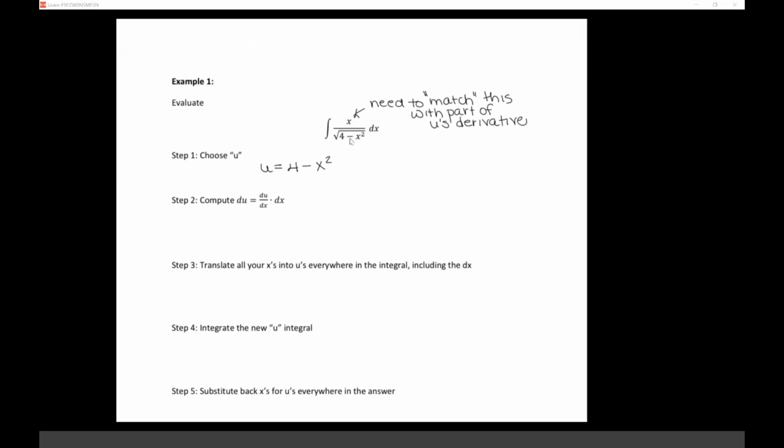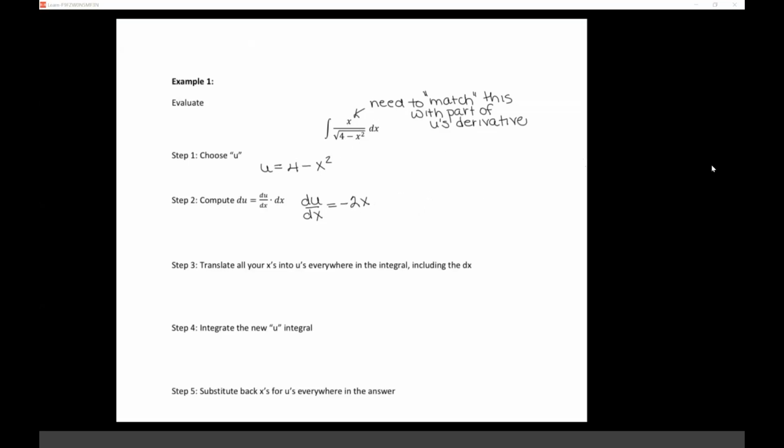Well, if you notice in here, if I differentiate 4 minus x squared, what do I get? Well, du over dx, which is like saying, what's the derivative of 4 minus x squared? The 4 gives me a 0, and the negative x squared gives me negative 2x. So that's just the derivative of this thing. And unfortunately, I just have x. I don't have the negative 2 part.